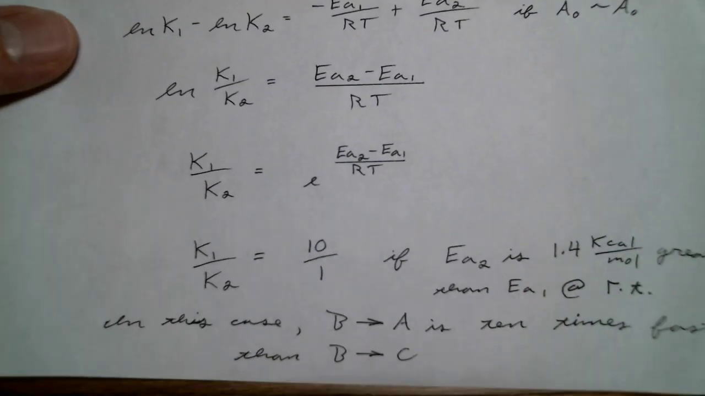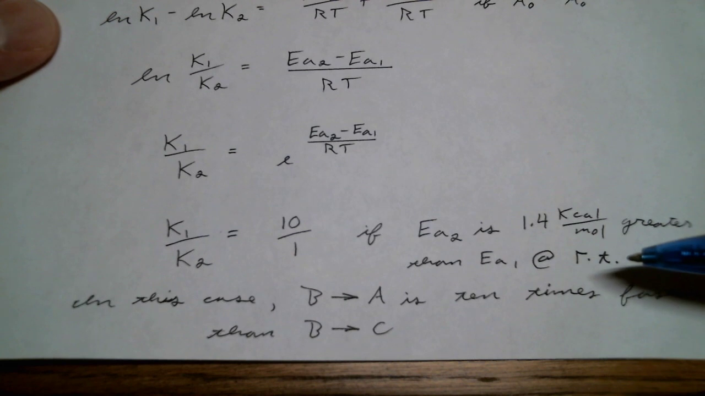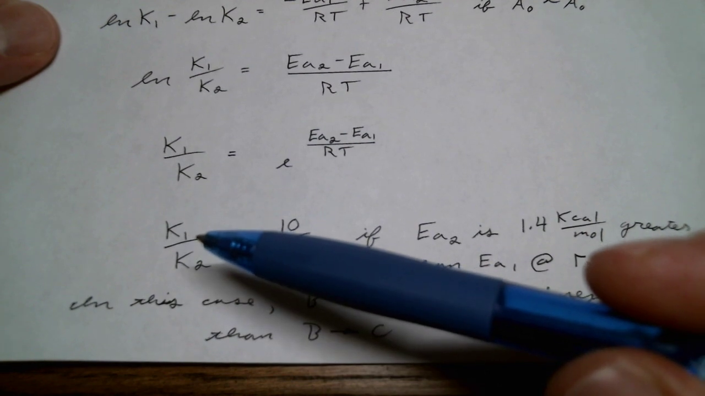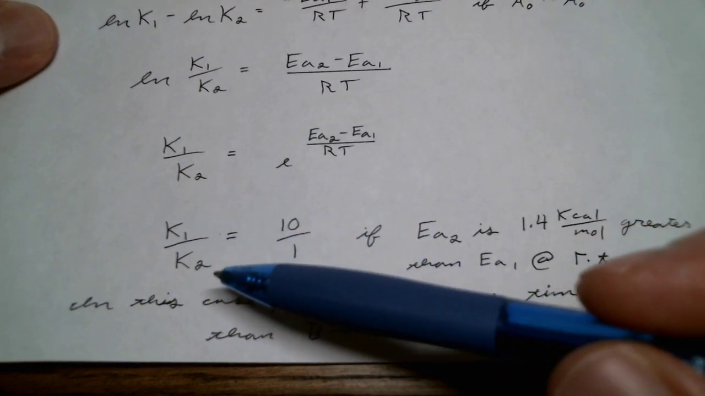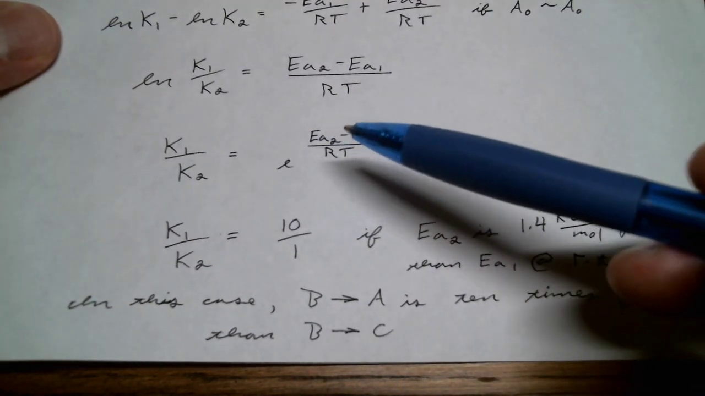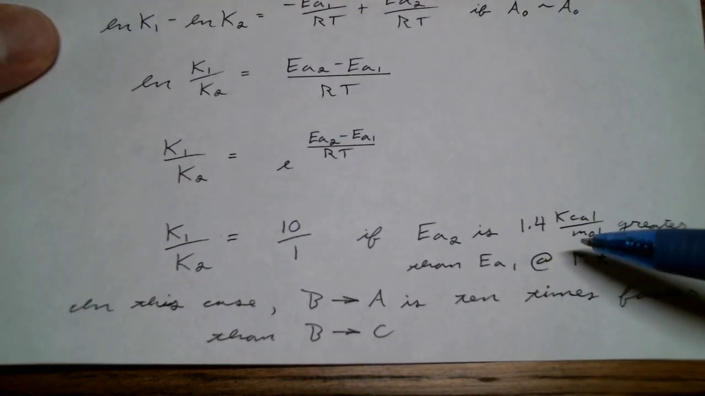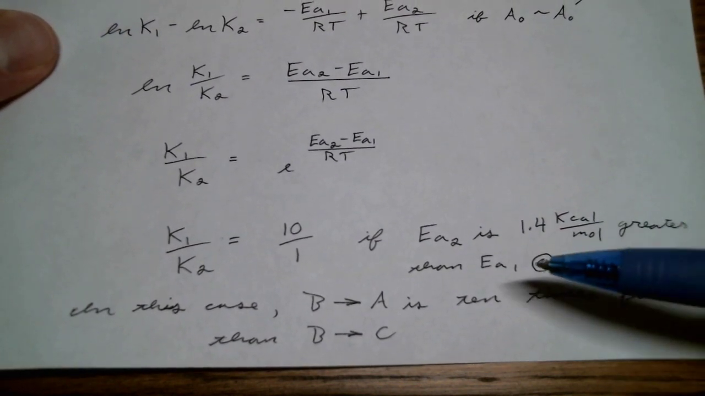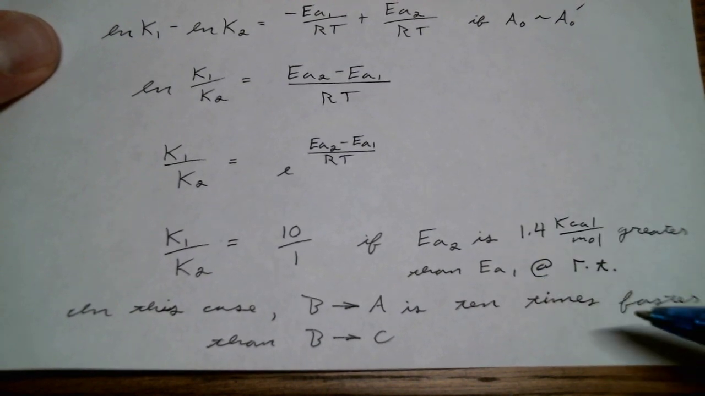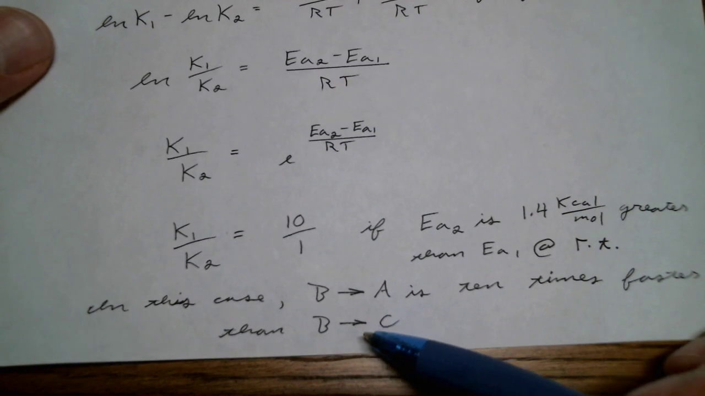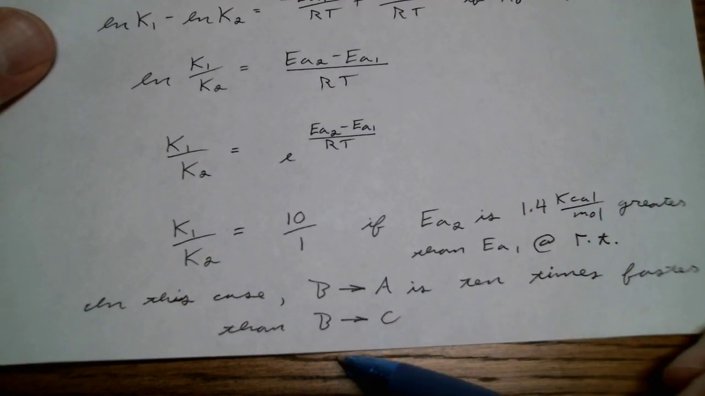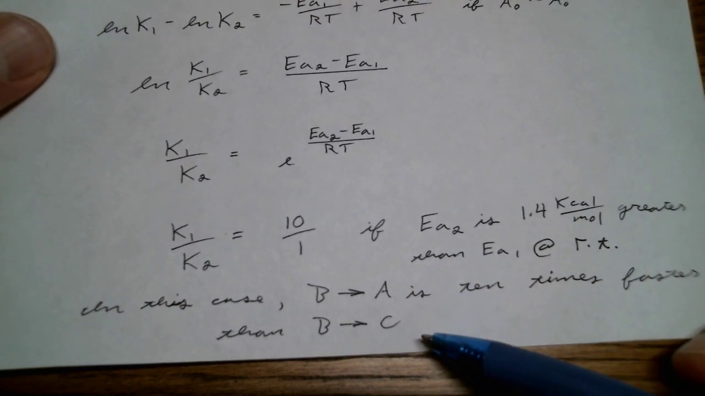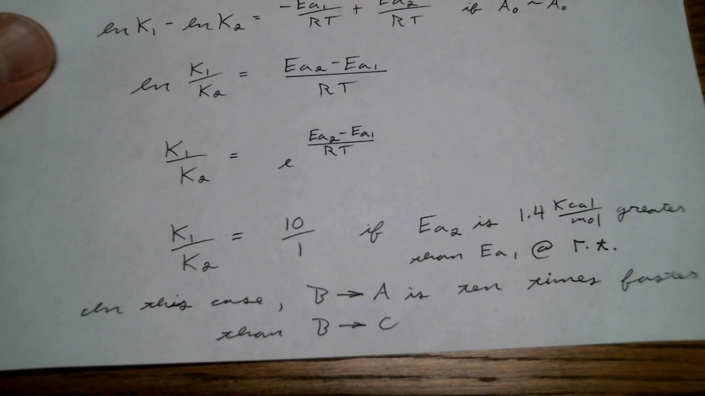And we discover that, at room temperature, if we wanted to get a 10 to 1 selectivity, that is k1 is 10 times greater than k2, the difference in those activation energies will have to be about 1.4 kcal per mole. That is, activation energy 2 will be 1.4 kcal per mole greater than activation energy 1. And of course, if B going to A is 10 times faster than B going to C, you end up with a ratio of 10 times as much A as C at the end of your reaction. All right.